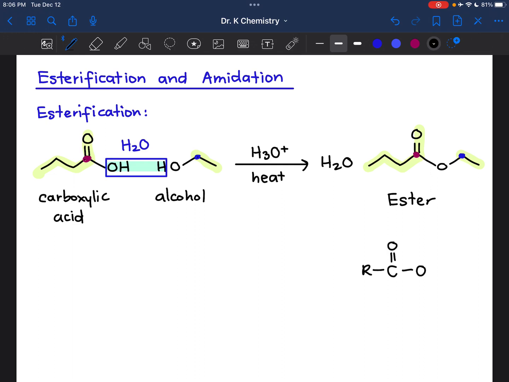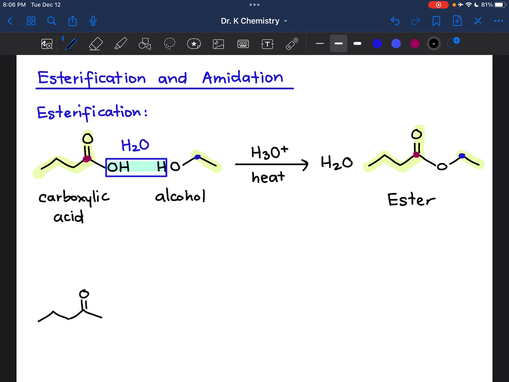So an ester is going to have the pattern of a carbonyl carbon that is connected to an oxygen, and then to another R group, which can be just any hydrocarbon chain. So that's an ester. So in an esterification, you're producing an ester by releasing a water molecule. Now keep in mind that esterification is a reversible reaction. So you could actually go backwards.